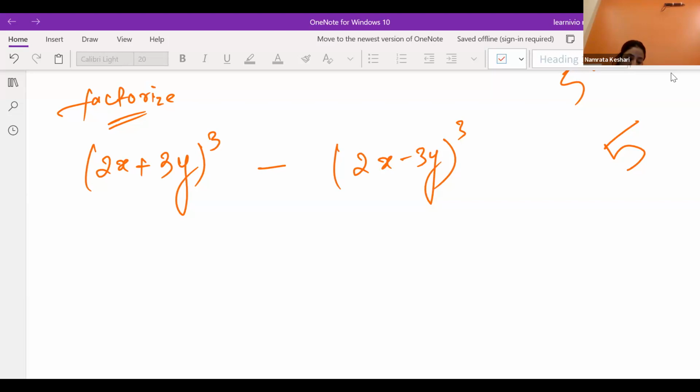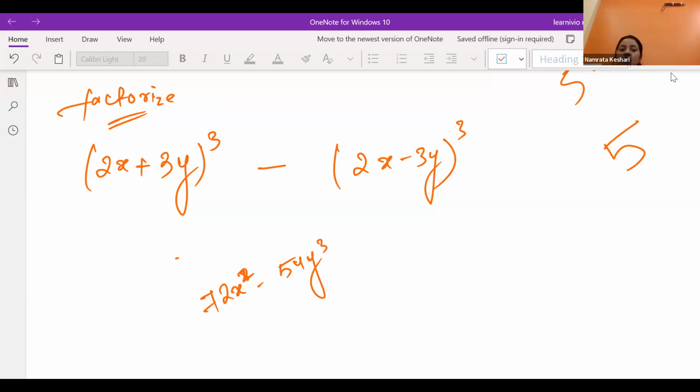Ma'am, I got the answer 72x square y plus 54y cube. I have already done it. Yes, what you said, Sazia, can you please repeat? Ma'am, the answer is 72x square y plus 54y cube by using the identity. 72 or 4 you said? 72. X cube you said? X square, ma'am. Okay, this is what she is getting.